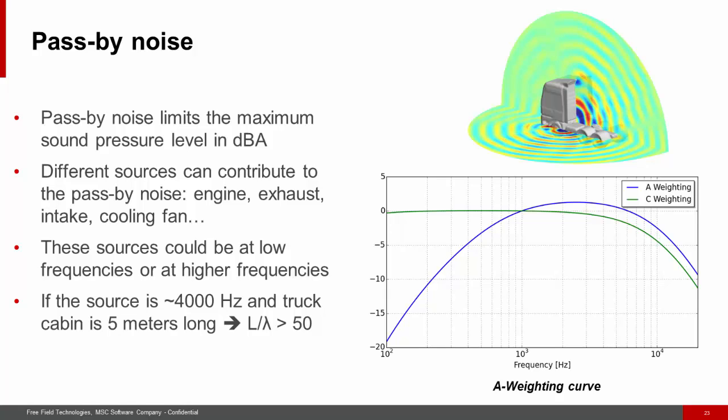If the aim is to characterize the acoustics above 3,000 to 4,000 Hz, and the truck cabin is 5 meters long, we would have an L over lambda ratio bigger than 50, and therefore we can expect to have too expensive computation with a standard Actran acoustic analysis. For lower frequencies, we could use Actran Acoustics, exploiting the mesh adaptivity.